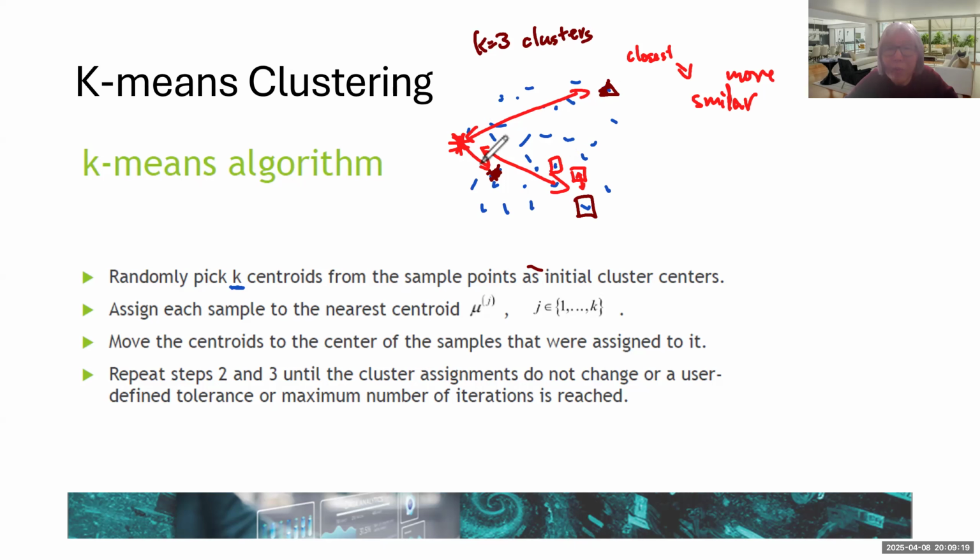So suppose you have more points, then the centroid is also going to move. So maybe this will be the new centroid, and this will be the new centroid, and this will be the new centroid for each of the clusters. Okay, so you can keep doing this until what? Until your cluster assignments do not change, or the user-defined tolerance, or some maximum number of iterations is reached, then you stop. Okay, so that's the idea about k-means clustering.